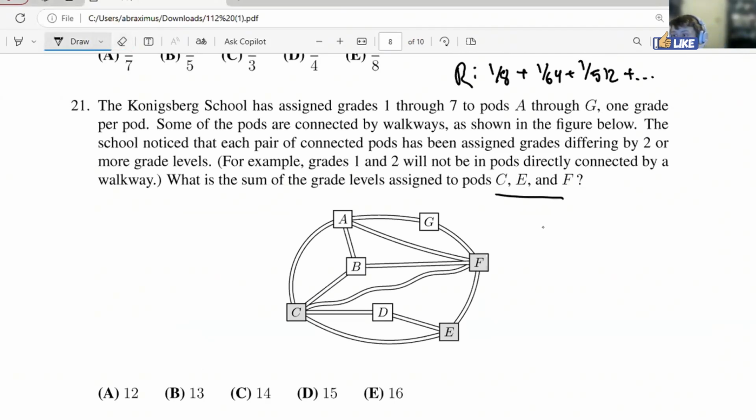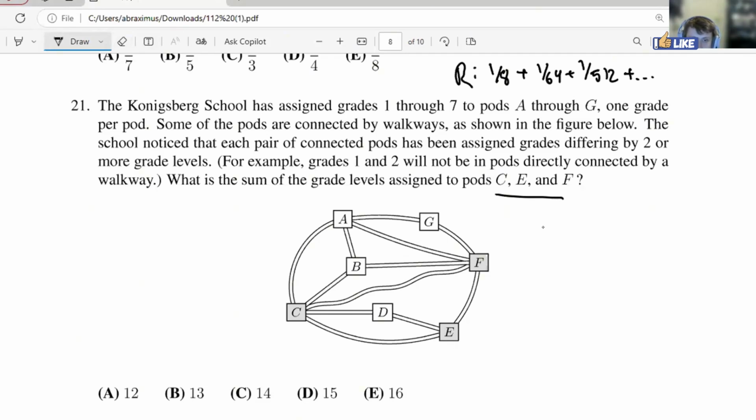Okay, this is a great one. This directly has to do with something that I talked about recently. Let's talk about C, E, and F. What we have here is something called a mathematical graph or a network, and it consists of nodes and connections. Each node in this graph, like A, B, C, D, E, F, G, has a number called a degree. And the degree is the number of connections coming out of them.